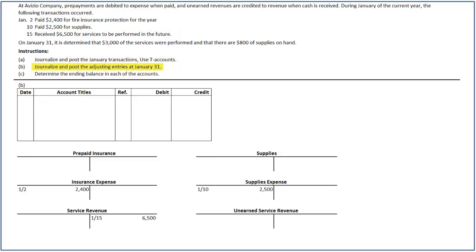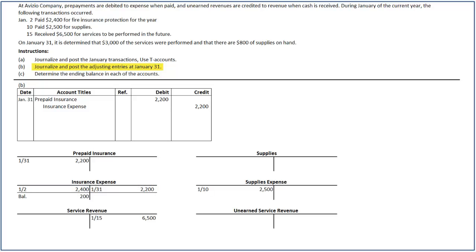Next, let's prepare adjusting entries at the end of January. On January 31st, insurance of 1 month has expired and equals $200, calculated by dividing $2,400 by 12 months. But the insurance expense account is showing a debit balance of $2,400. To adjust this, we increase prepaid insurance, an asset account, by debiting it for the remaining balance of $2,200 and decrease insurance expense, an expense account, by crediting it for the same amount. To post this entry, we enter $2,200 in the debit column of the prepaid insurance account and enter $2,200 in the insurance expense account. By deducting $2,200 from $2,400, we compute the ending balance of the insurance expense account to be $200.